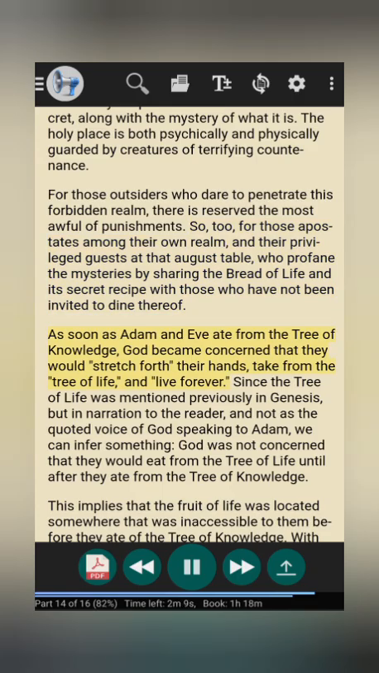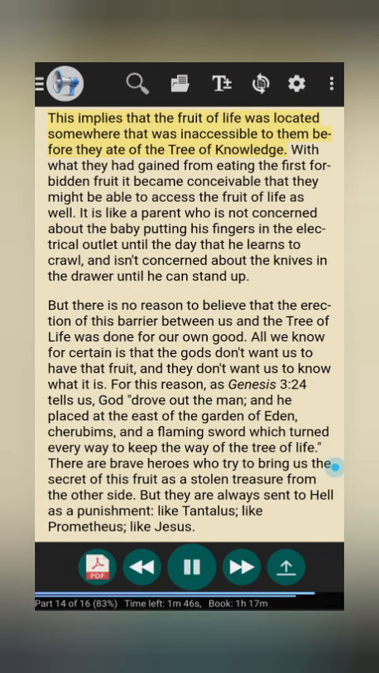As soon as Adam and Eve ate from the tree of knowledge, God became concerned that they would stretch forth their hands, take from the tree of life, and live forever. Since the tree of life was mentioned previously in Genesis, but in narration to the reader and not as the quoted voice of God speaking to Adam, we can infer something. God was not concerned that they would eat from the tree of life until after they ate from the tree of knowledge. This implies that the fruit of life was located somewhere that was inaccessible to them before they ate of the tree of knowledge. With what they had gained from eating the first forbidden fruit, it became conceivable that they might be able to access the fruit of life as well.